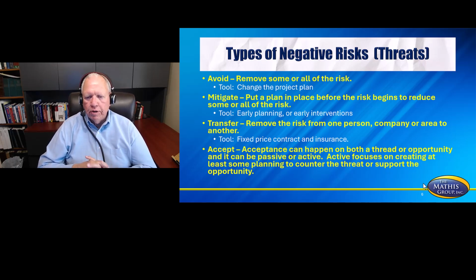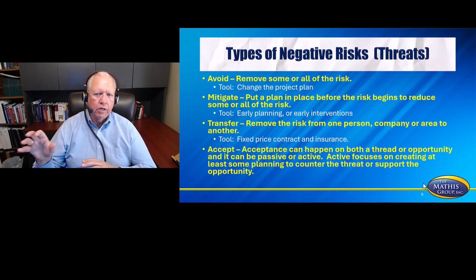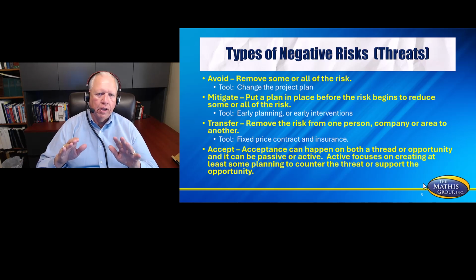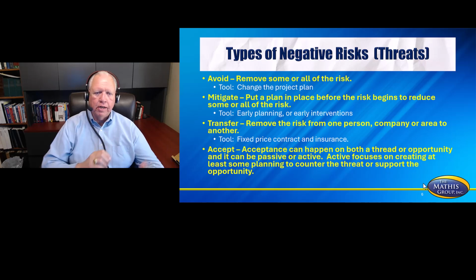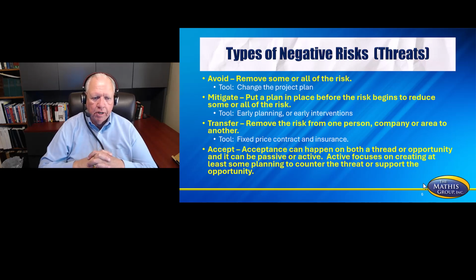The third is going to be transfer. We remove the risk from one person or company to another person or company. Transfer actually has two things that pop up on the test with frequency. You might see something where it talks about a fixed price contract. That is a transference tool. The risk is so high that we've hired your company to work on this because you have experience. So we do a fixed price contract, which means we know what we're paying, and then you're taking the risk for that particular activity.